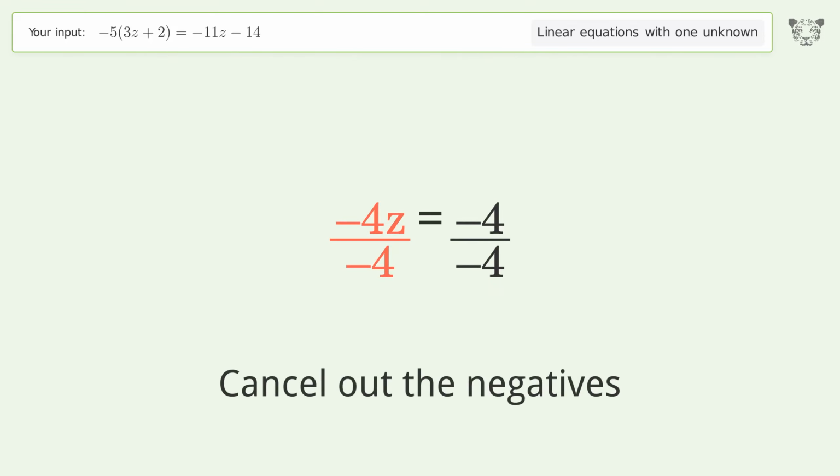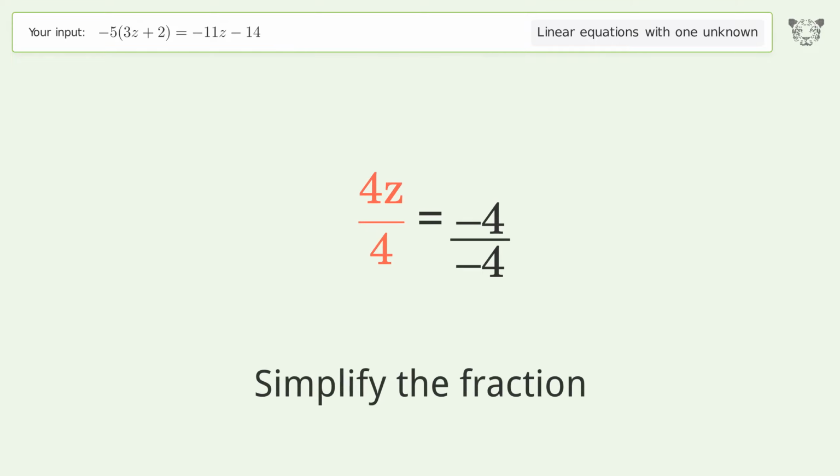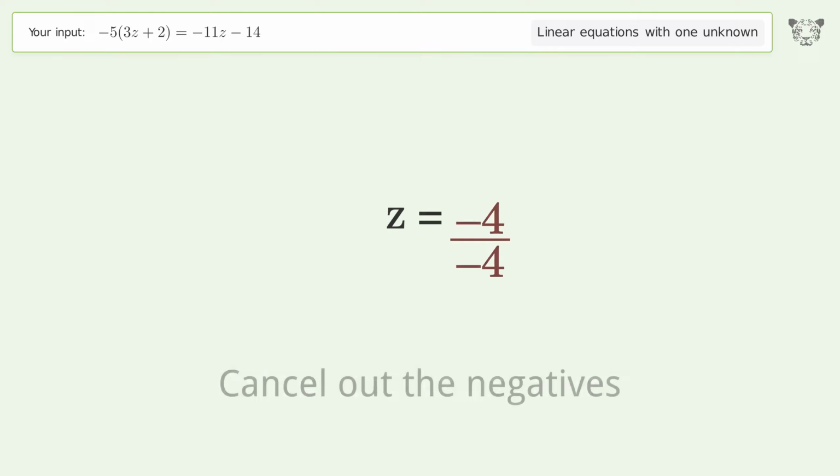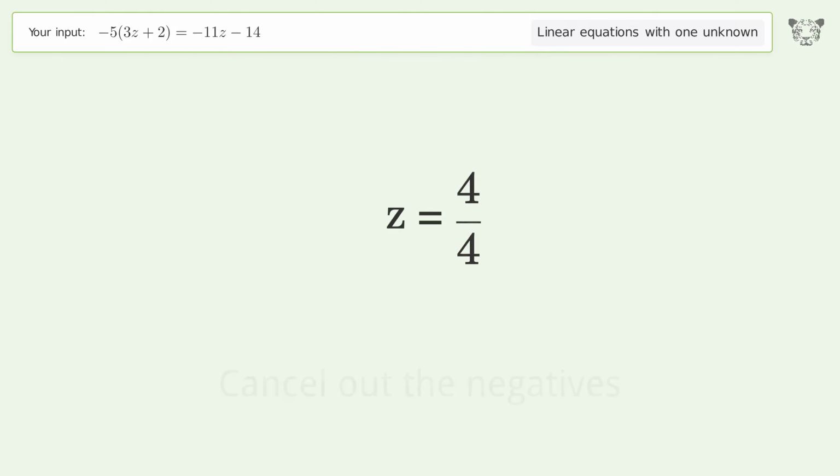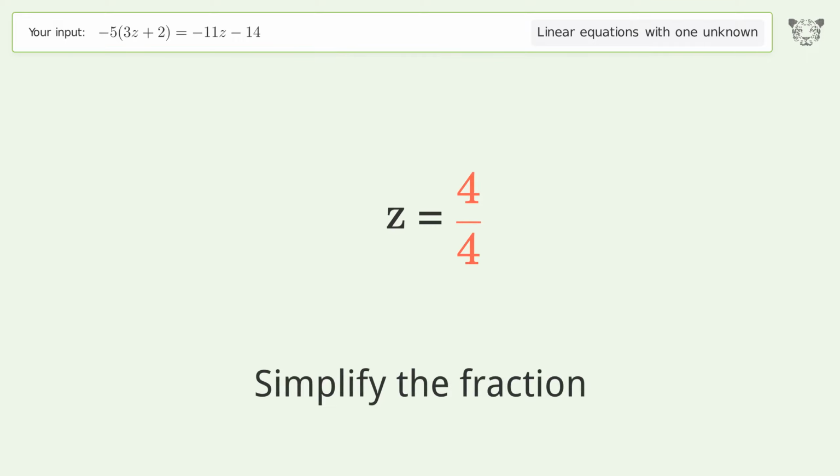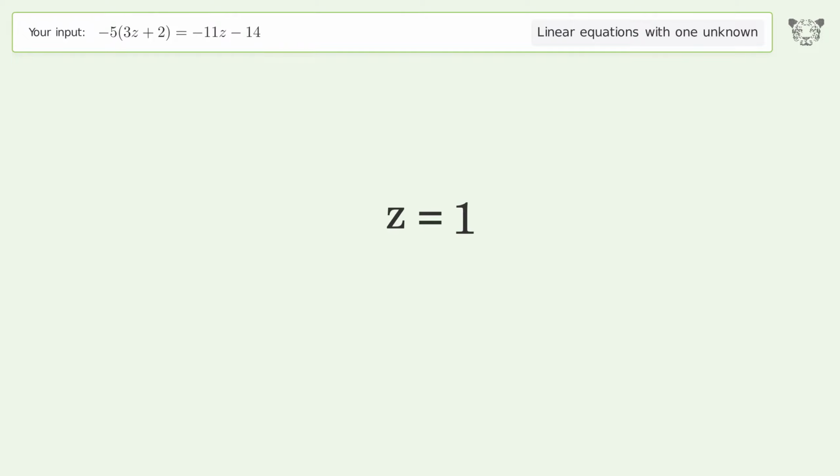Cancel out the negatives. Simplify the fraction. Cancel out the negatives. Simplify the fraction. And so the final result is z equals 1.